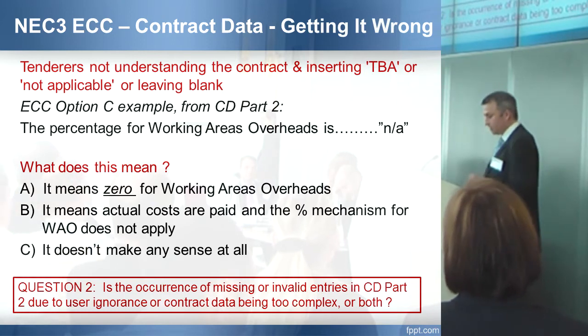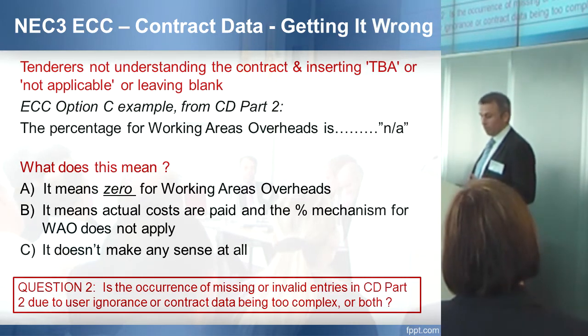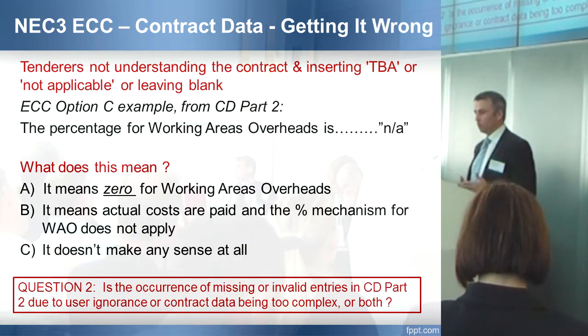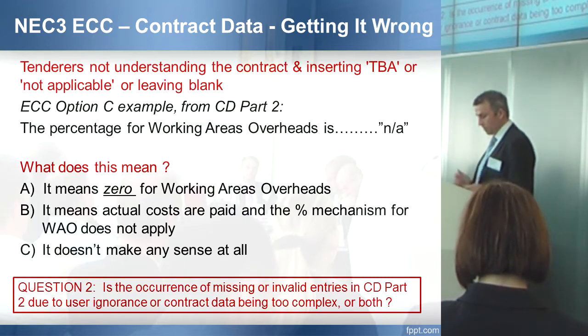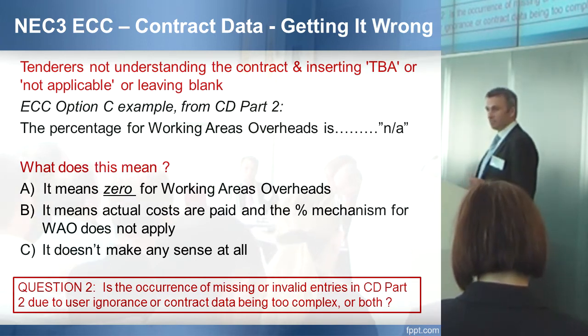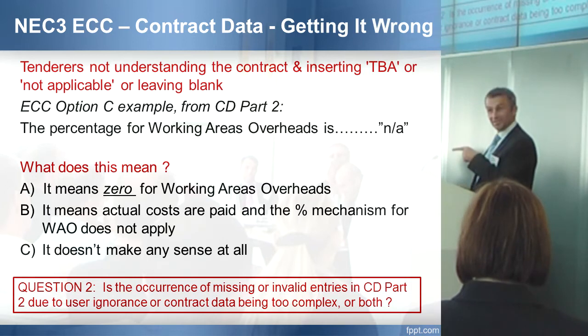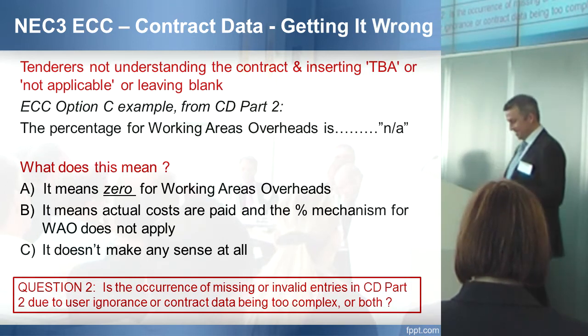So question 2. Why are people still getting this wrong? Is it because we have got a certain amount of users that will never read the contract and will always be a little bit poor at filling out contract data, or is it too complex? So give me a view on that, please. It's not the contract data, it's the shift of cost components. So, essentially working area overheads in the first one. Okay, well maybe we'll come on to that one, John. We'll come on to that one. You might be onto this.